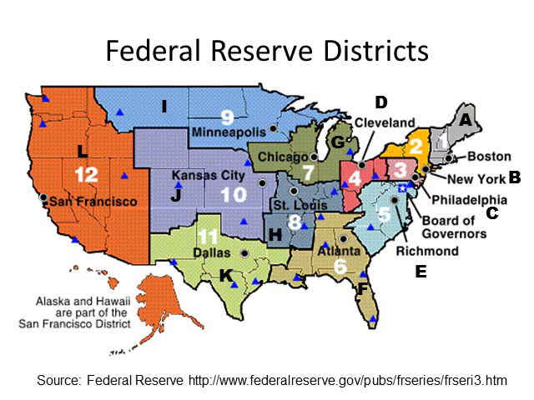The country is divided up into 12 districts, and each district has its own bank. Some districts will have a branch office in addition to the main office. District 1, or District A, has its main office in Boston and is referred to as the Boston Federal Reserve Bank. This district includes the states of Maine, Massachusetts, Vermont, New Hampshire, and Connecticut.